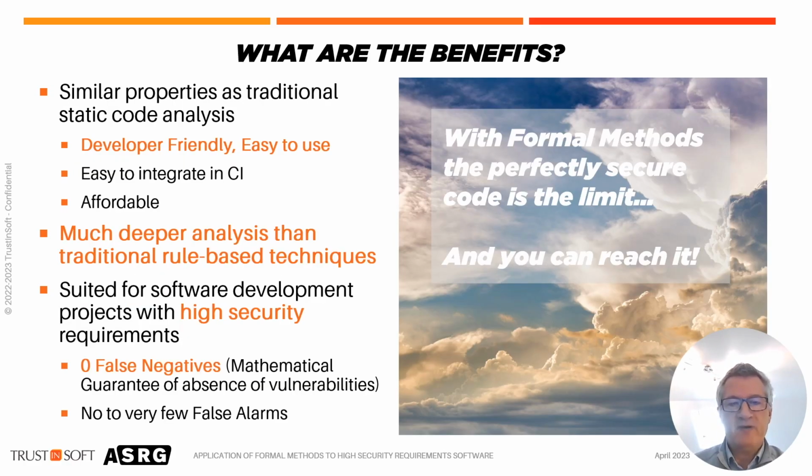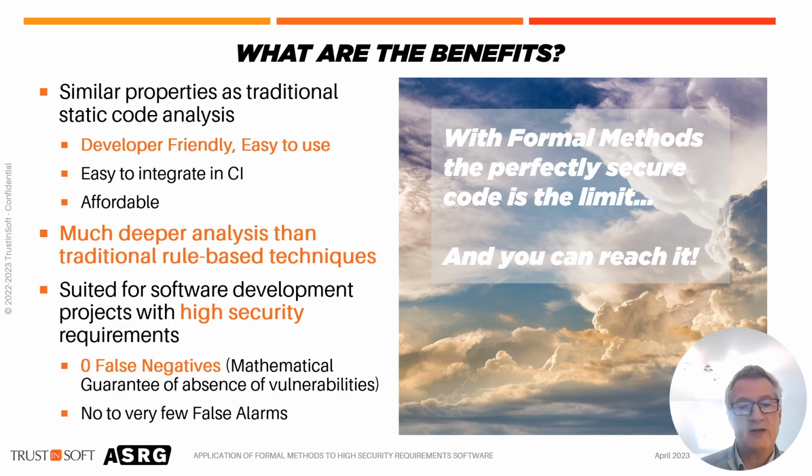Okay, so what are the benefits of using a formal method for static code analysis? I will start with the second bullet point. Really the main and first benefit is that it provides much deeper analysis than traditional rules-based techniques. Because of this property, it's particularly suited for software development projects with high security requirements. Now, with formal methods, you have the guarantee of zero false negatives, meaning you won't miss any of the types of problems that can be detected by formal methods. It depends on whether you target technical proof or functional proof.